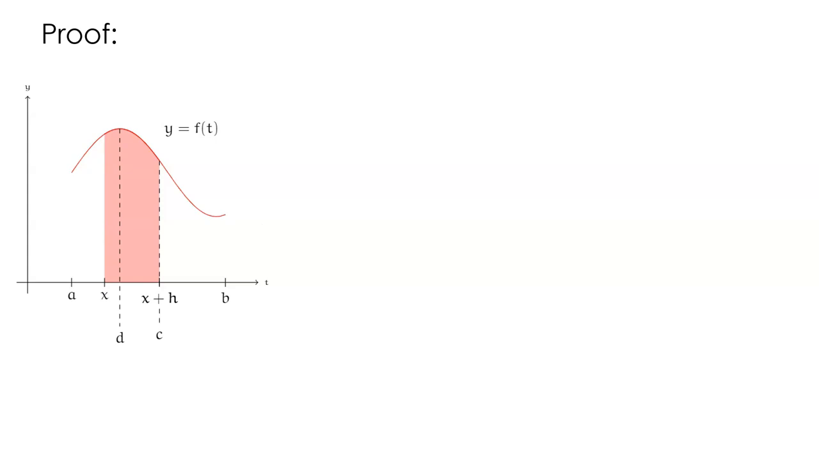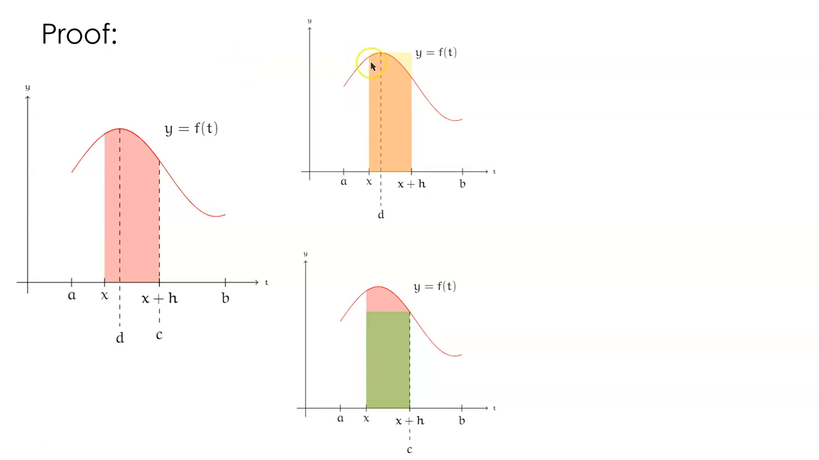So let's take a look at this here. Between x and x plus h, I have some d where f of d is the maximum, and some c where f of c is the minimum. So let's see what we have here. This is my d. This yellow rectangle, you can't really see it because it's kind of light over here, represents the area if I used f of d as the height. And down here, the green represents the rectangle if I use f of c as the height. So the actual height, the pink stuff, has to be somewhere between the green and the yellow. So let's write that in math.